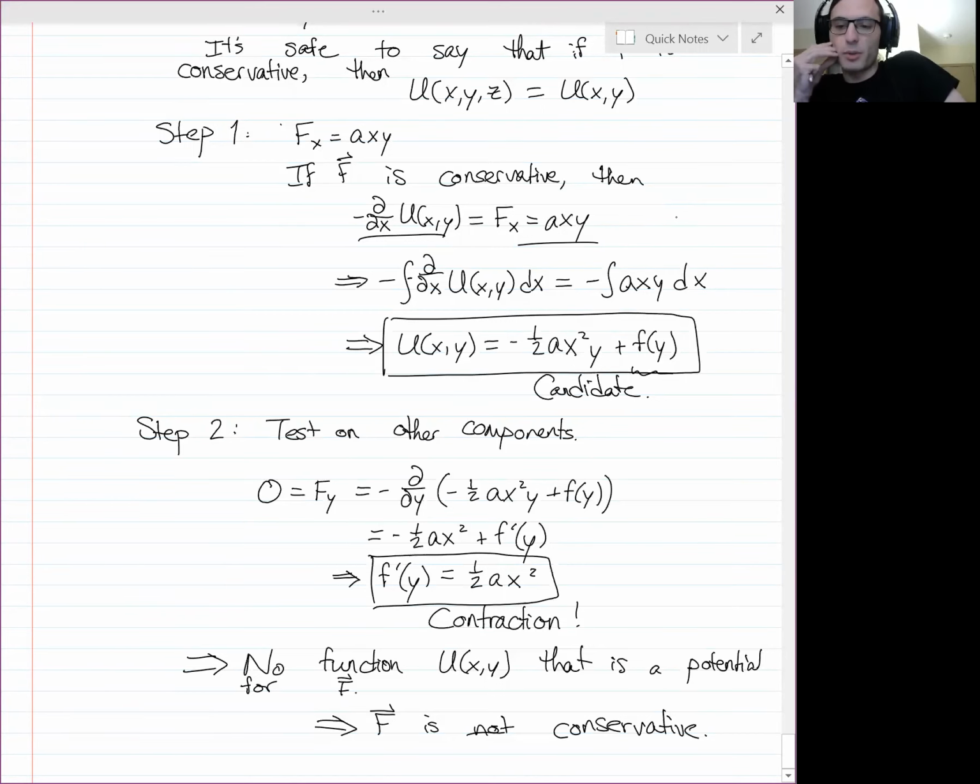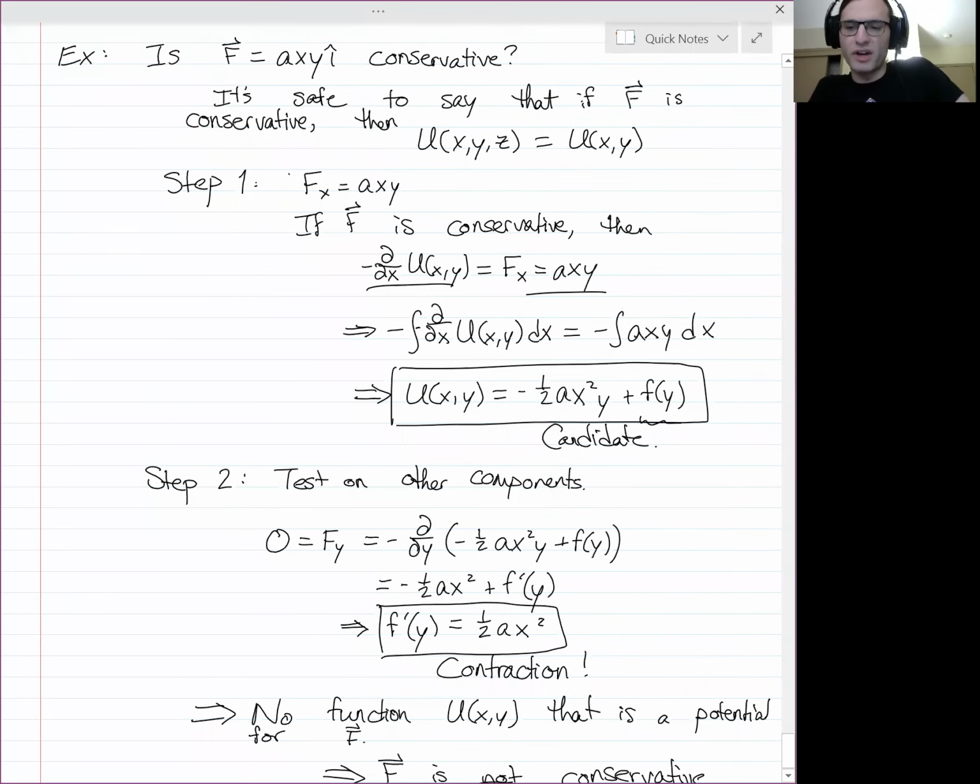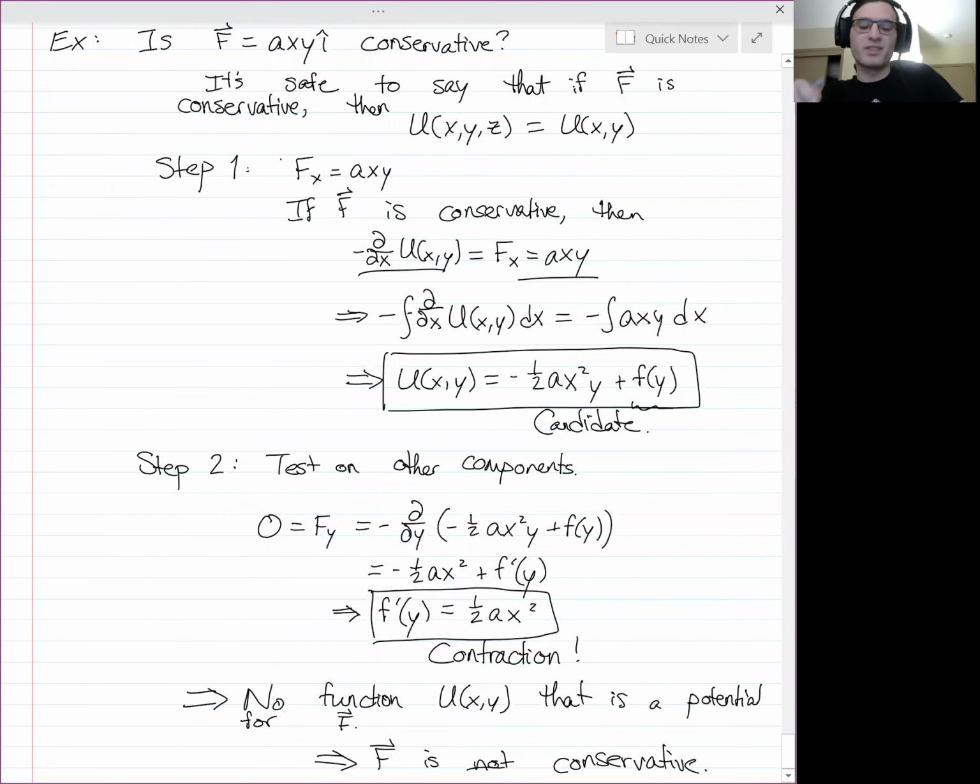When we do the second step, are we plugging the values in terms of y? I'm not sure what you mean by that. Are you plugging the values in terms of y? All we're doing in the second step is we're just taking this candidate potential energy function and then checking that potential energy function gives us the correct values in the other components.